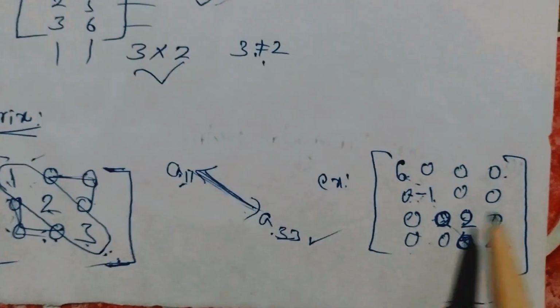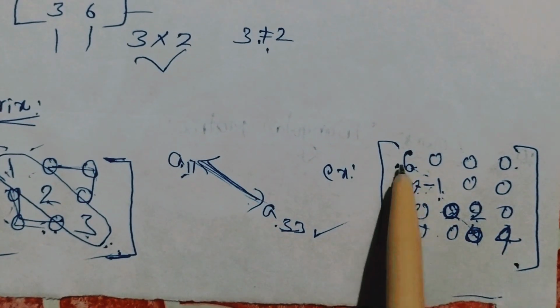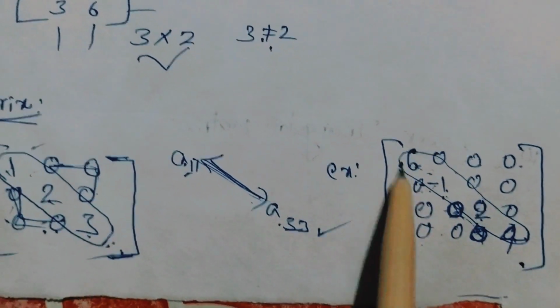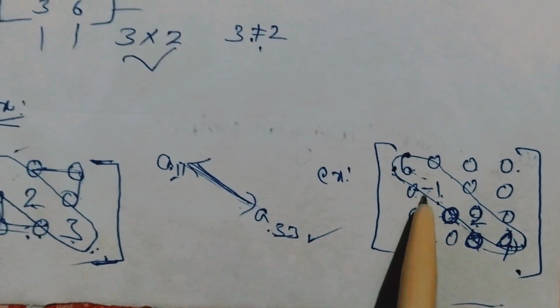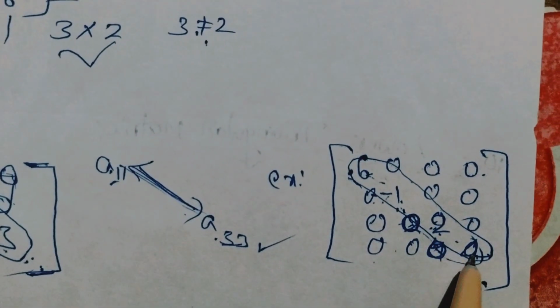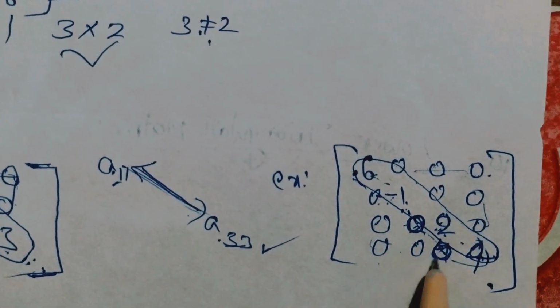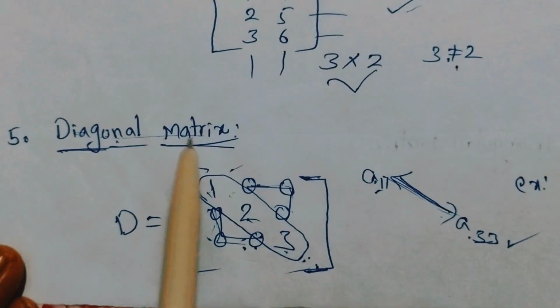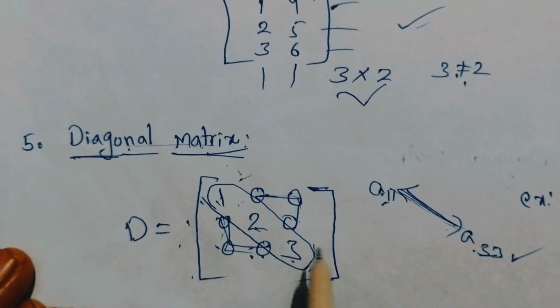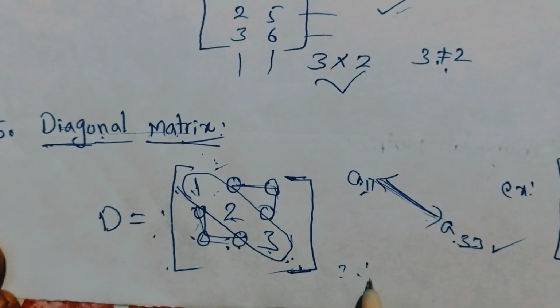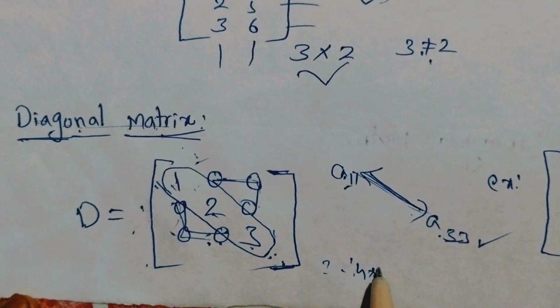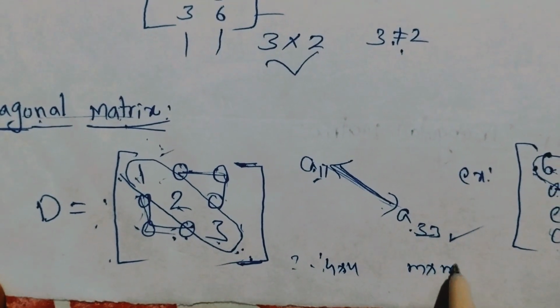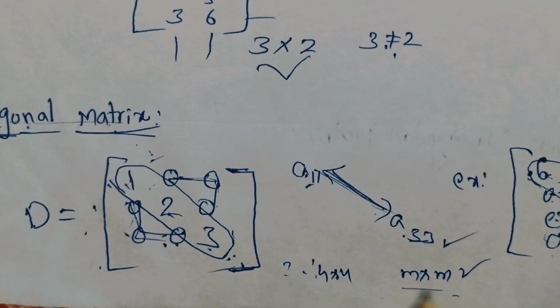Okay, sorry. In this 6, minus 1, 2, 4, these are the diagonal elements. Only the diagonal elements are positive or negative non-zero elements, and all other elements are zeros. Then it is called a diagonal matrix. Okay. A diagonal matrix is possible only for a square matrix: 2 by 2, 3 by 3, 4 by 4, like M by M. Not anything other than M by M. Only M by M.